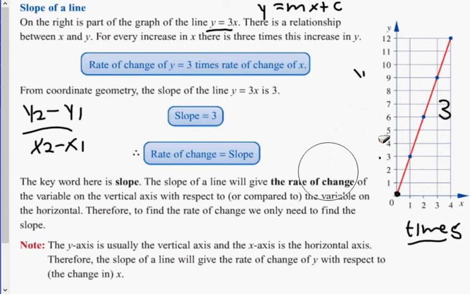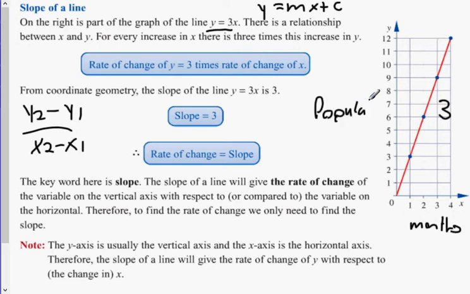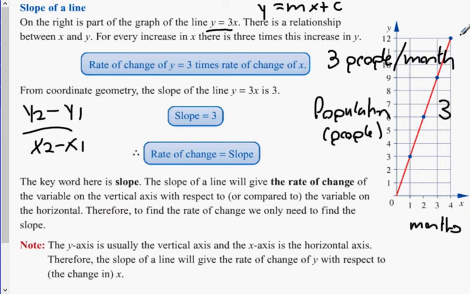If I did a population growth graph where this here is time in months and this is population, the population in number of people, what can you say the rate of change is? 3 people per month. So you can see that slopes actually have context to them. If you can model a function or a graph, you can then use slopes to explain the change. Is everybody with me so far?